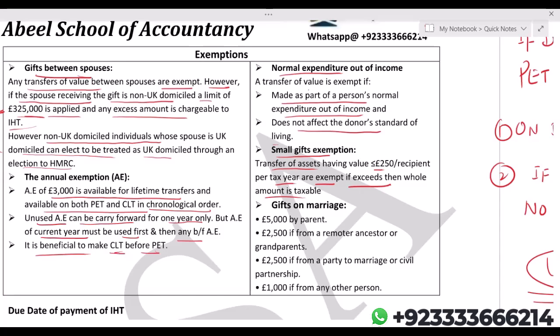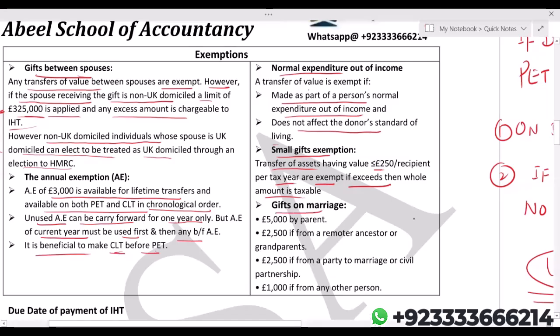Here we are saying transfer of assets having value less than or equal to £250 is exempt. But if there is a routine expenditure and the value is small, and it is not affecting the living standard of the donor, then again that is also exempt.